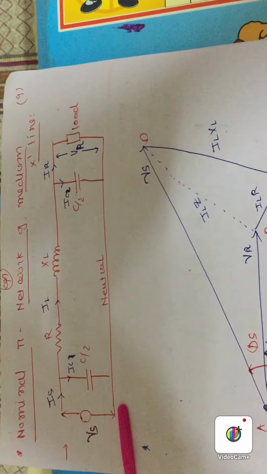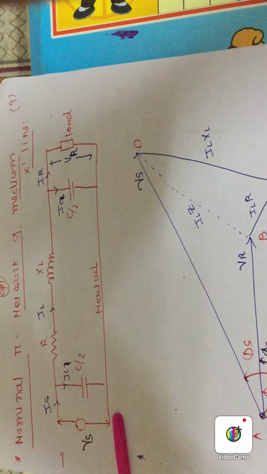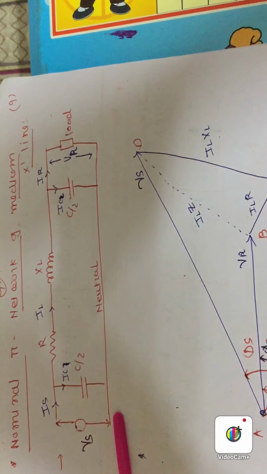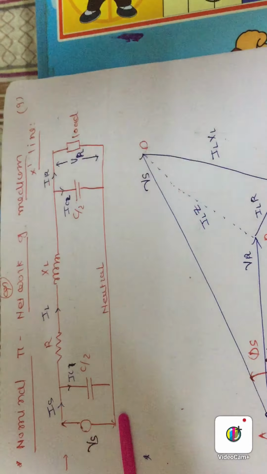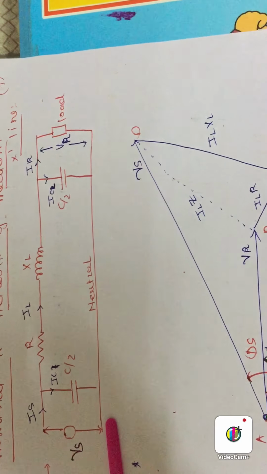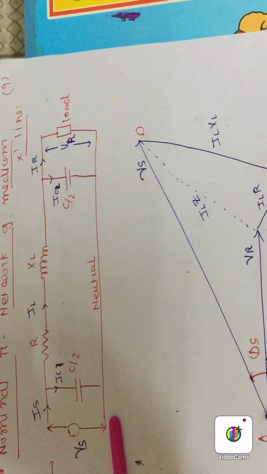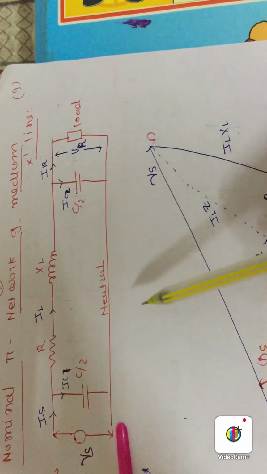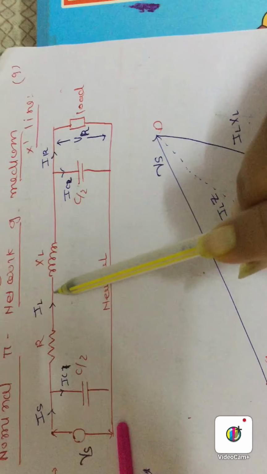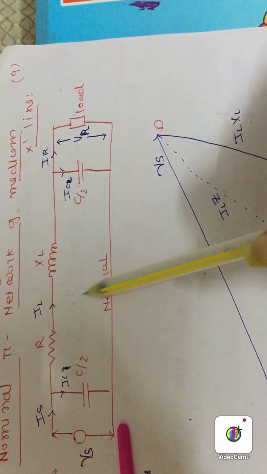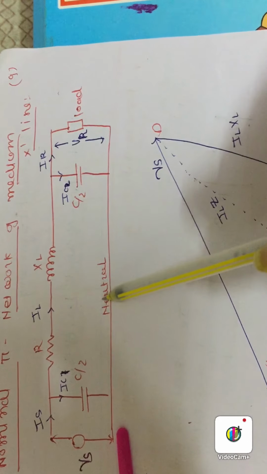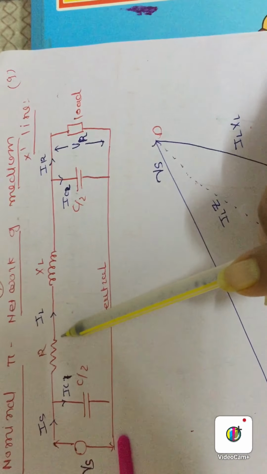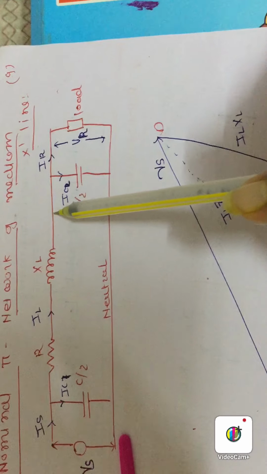Here the difference between the T network, pi network and end condenser method for medium transmission line depends just on the position of C. It is classified according to the position of the shunt capacitor. In the T network, you must remember that C is connected at the center of the line, and R and XL are divided into two sections, R by 2 XL by 2 and R by 2 XL by 2. That is the T network.